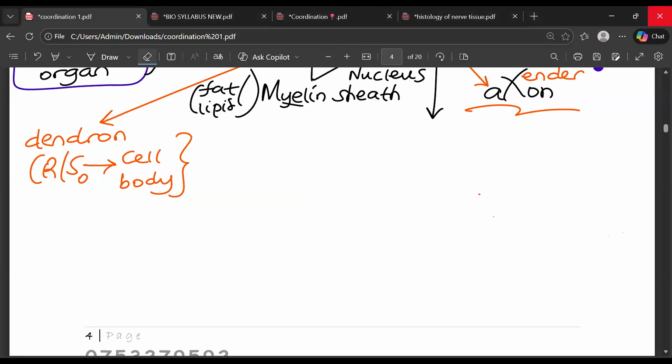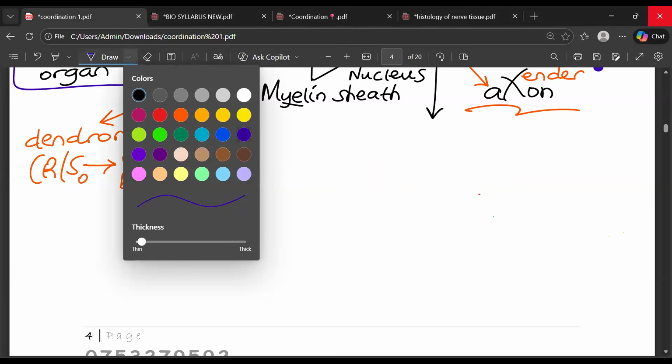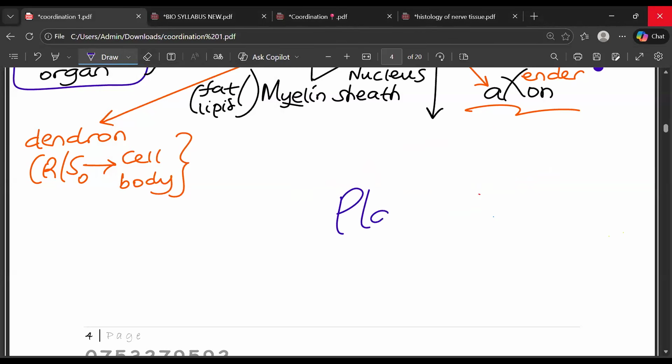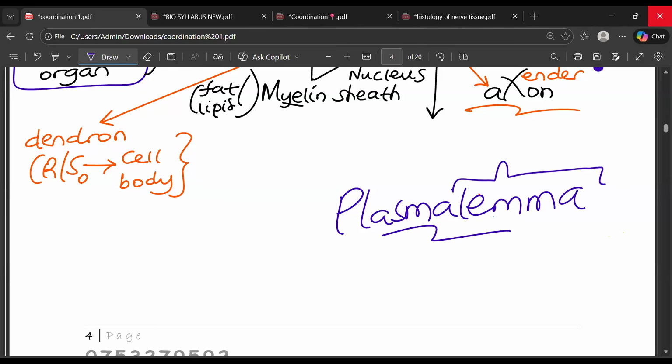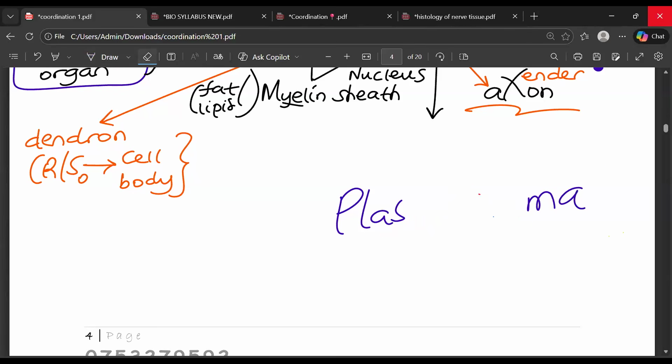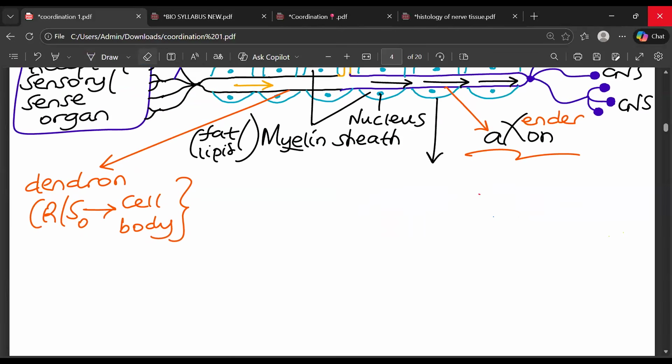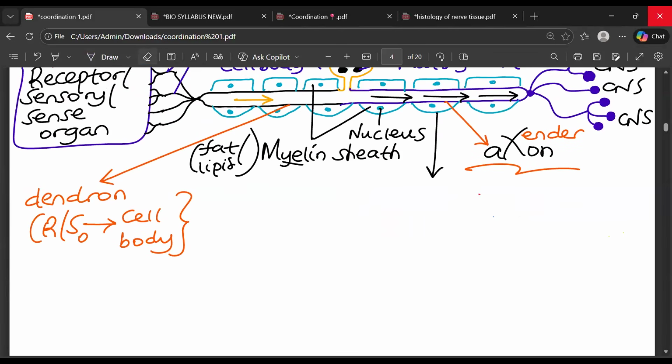Anyway, lemma simply means membrane. That's why in cytology I usually tell students that what they call the cell membrane is the plasma lemma, plasma meaning... sorry, lemma meaning membrane. Plasma lemma. So that membrane of the sheath is also going to get a name, because it is covering the neuron.